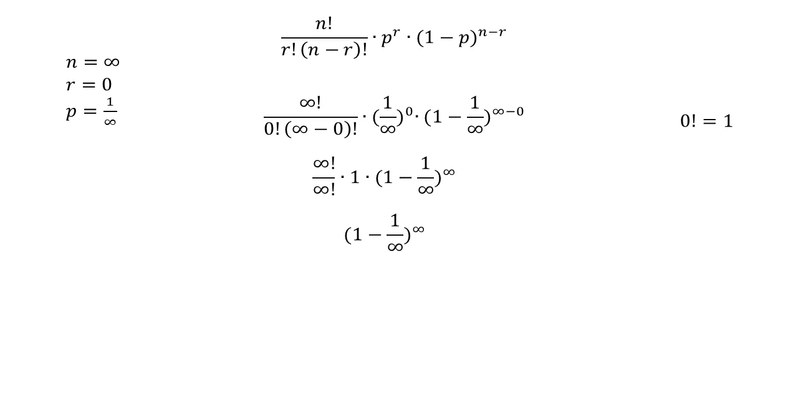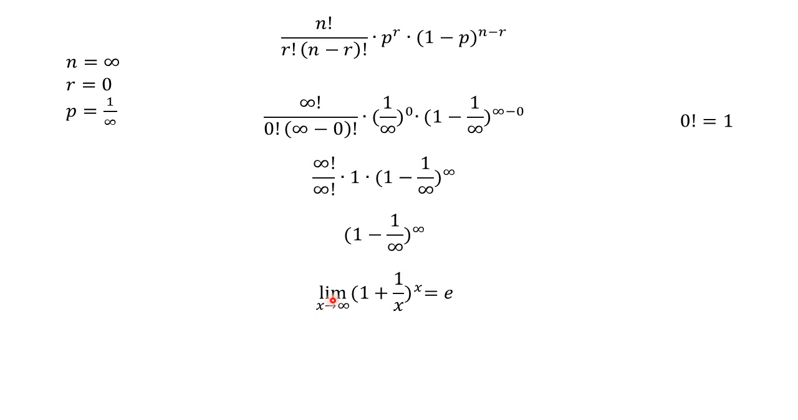This looks a lot familiar to my Algebra 2 students, because as x approaches infinity, we know that 1 plus 1 over x to the x equals e. You could just put in infinity pretty much where these x's are. So my question is, what is this?